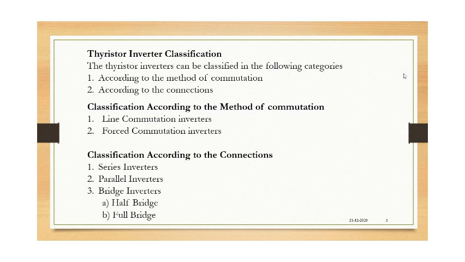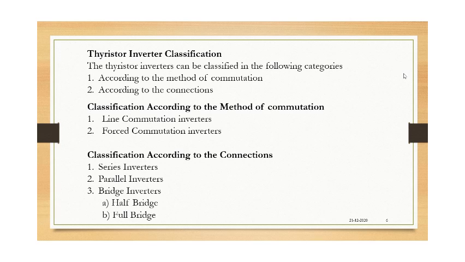Okay. In the next category, we are using power semiconductor devices, like, as I mentioned earlier, popularly the thyristors will be used for high power applications, right? So based on how the thyristors are used, the inverters can again be classified according to the method of commutation of these thyristor circuits and according to the connections.